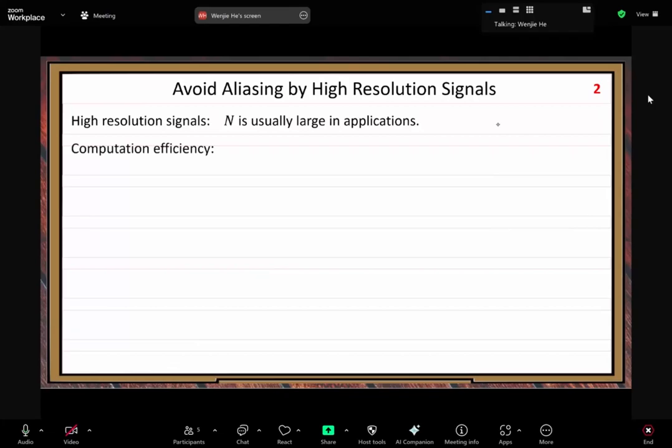Now we need to look at this computation efficiency question. So this is a computer algorithm concept. Here I need to use some computer algorithm terminologies, a little bit, not too much. This efficiency issue.